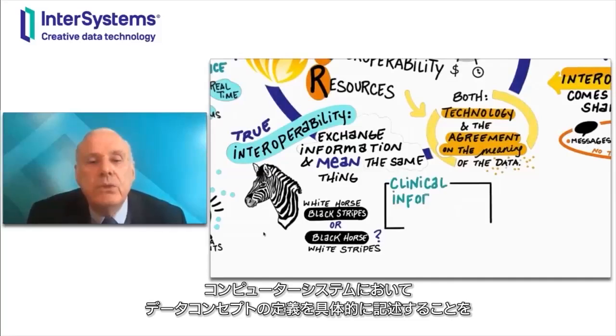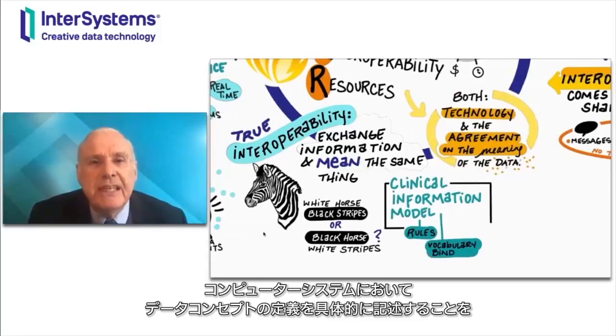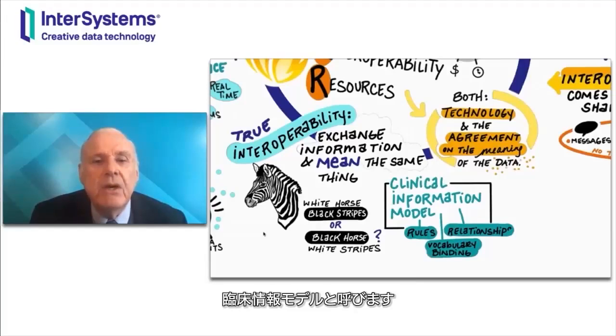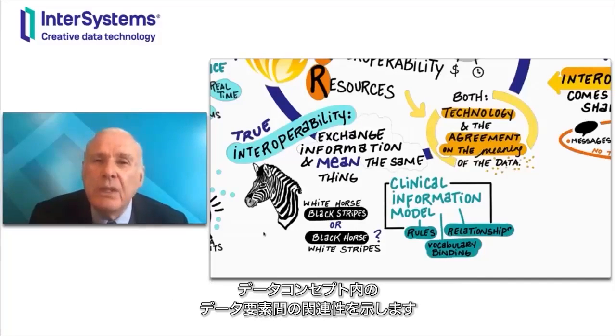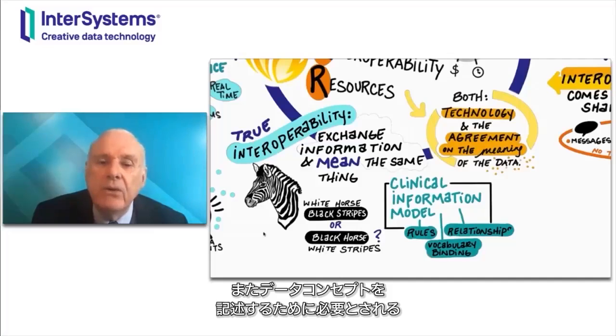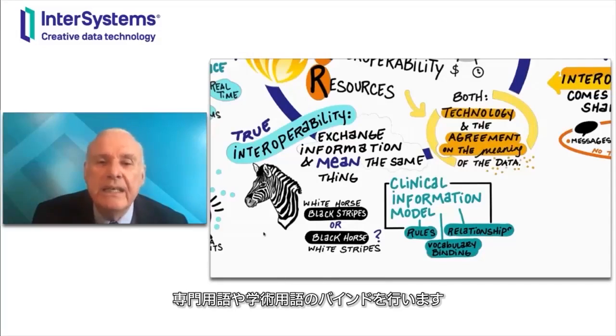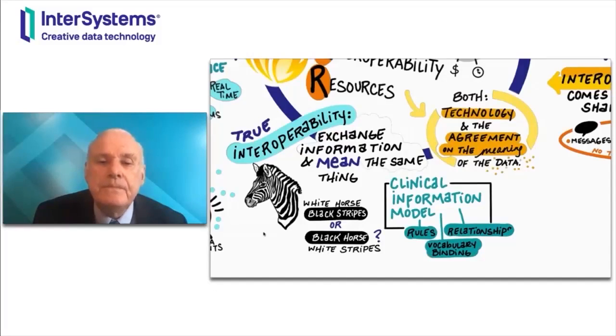So those descriptions, definitions of a data concept for a computer system are called clinical information models. They are all the rules that apply to that data concept, the relationships between data elements in that data concept, and the vocabulary or terminology bindings that are needed to describe that data concept.